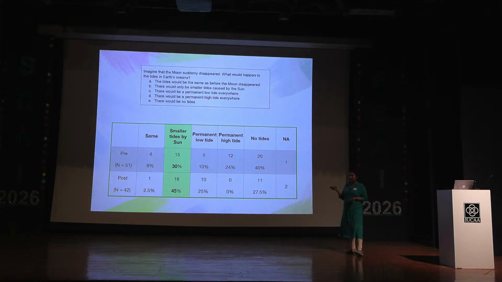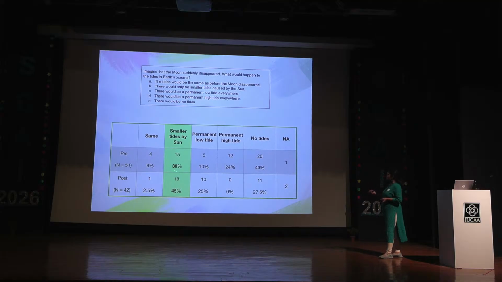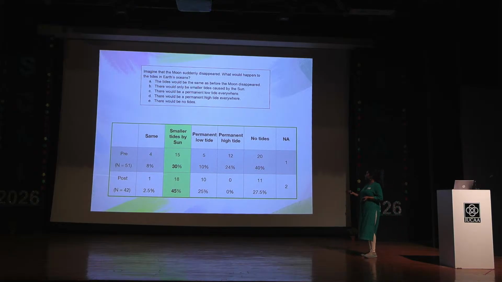Then about tides. We gave them a scenario: imagine that the moon suddenly disappears. What happens to the tides? The correct answer is that there will be smaller tides because of the sun. This rose from 30% to 45%. But in the pre-survey, the most common answer was that there will be no tides, because most people were thinking that the moon is the reason for the tides. So if the moon is not there, of course no tides. This option decreased, from 20 to 11 people. So that's something.